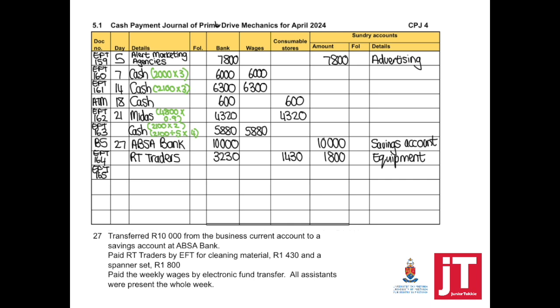Then on the same day, paid the weekly wages. That's why my details are cash. All assistants were present the whole week. So we cannot say 5,880 because one of them took 1 day off, unpaid leave. So now we need to go back day 14. What was our weekly wages? 6,300. And if you go even back further, you would remember we said how many employees do we've got and what do they earn after their increase. So that's why the total is 6,300.